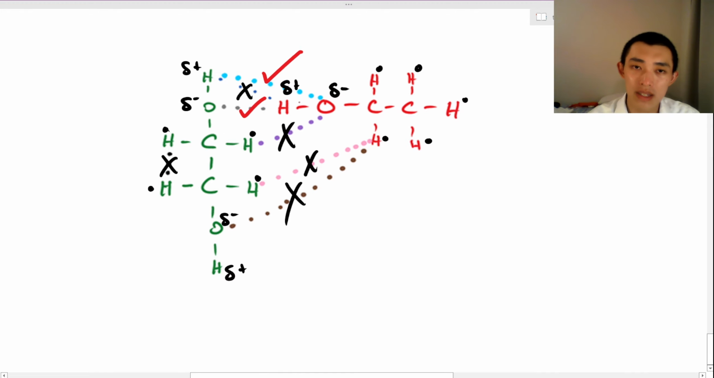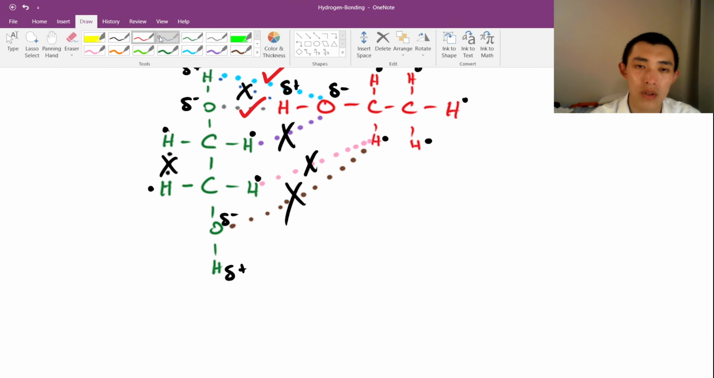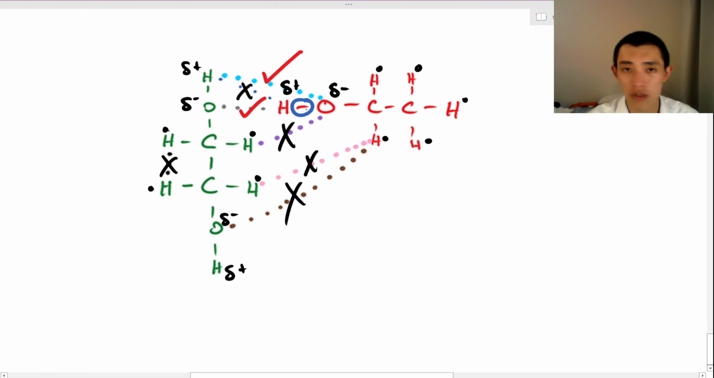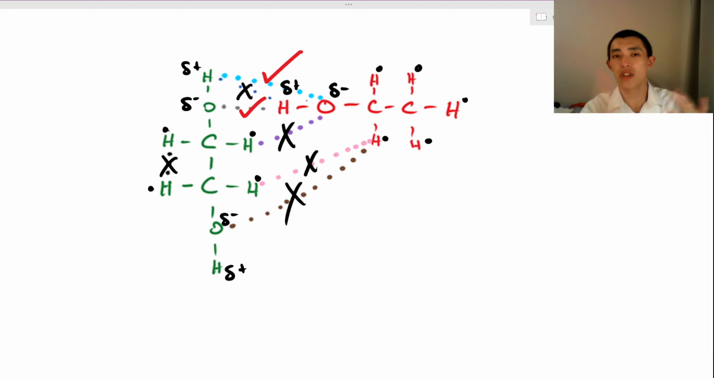Again, just to make sure, this here is not a hydrogen bond. That is just a normal covalent bond. We do not give a special name to that. That is not a hydrogen bond. Hydrogen bonds are always between molecules, and they are caused by OH, FH, and NH bonds.